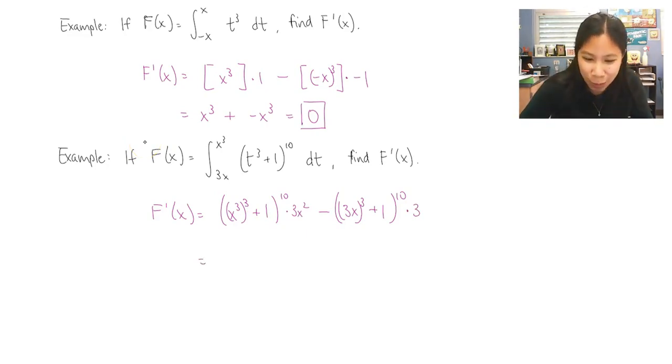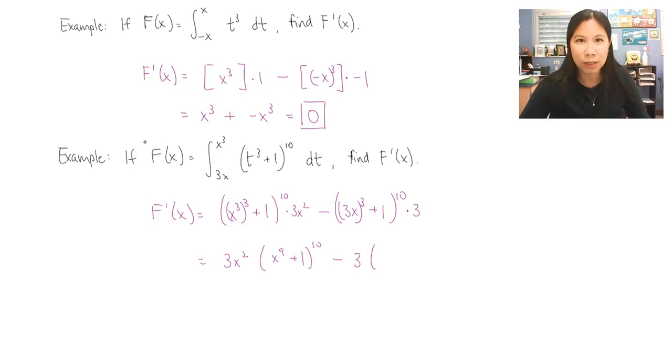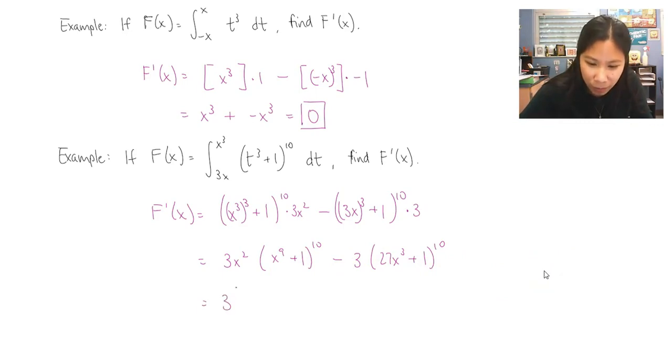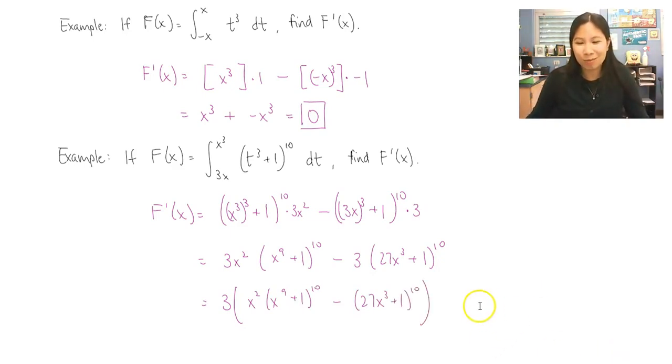There's a lot of exponents in here, so I'm going to try to simplify this as best as I can. So I'm going to put that 3x squared first. X cubed cubed would be x to the 9th plus 1 raised to the 10th power. Minus, and I'll put that 3 in the front, 3x raised to the 3rd power would be 27x cubed plus 1 raised to the 10th. And at this point, there's not a whole lot we can really do to simplify this. I mean, there's a greatest common factor of 3 that I can factor out, but otherwise, that's kind of it. So maybe we'll factor out the 3. That leaves me with x squared times x to the 9th plus 1 raised to the 10th minus 27x cubed plus 1 raised to the 10th. And not that that's very much prettier, but it's more simplified than before.